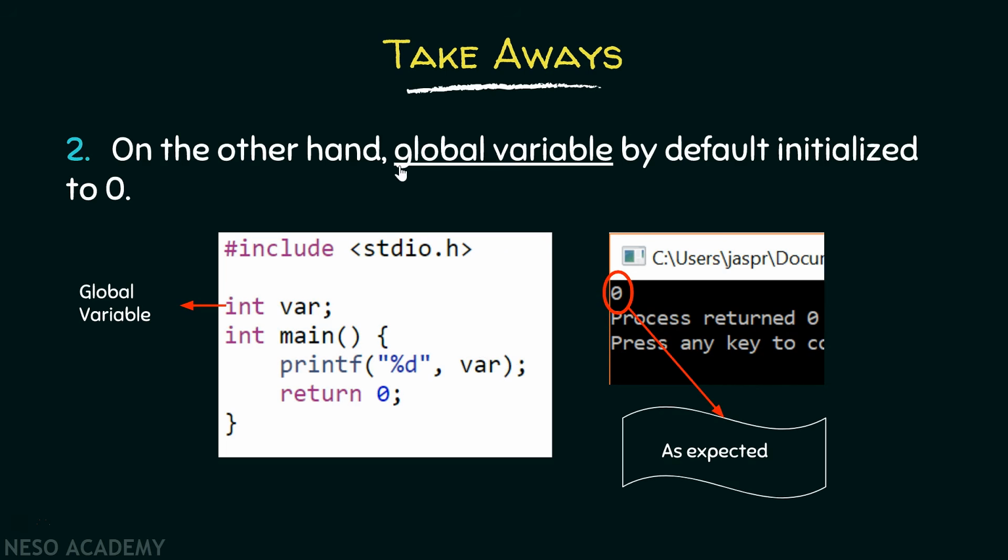On the other hand, a global variable is by default initialized to 0. If you declare and define a global variable outside of all functions, then this variable automatically gets initialized with the value 0. Here you can see if I try to print this global variable, the value that is getting printed is 0. That is why you can say that a global variable is by default initialized with value equal to 0.